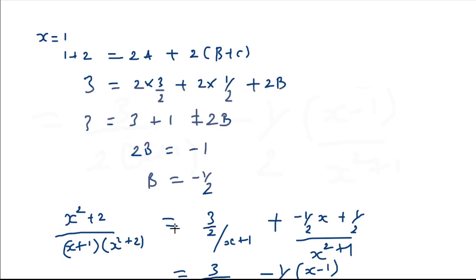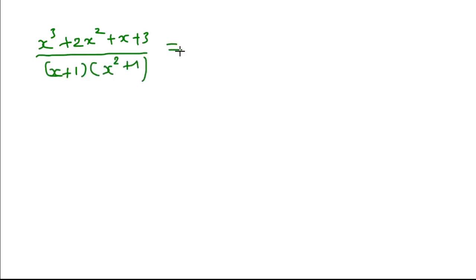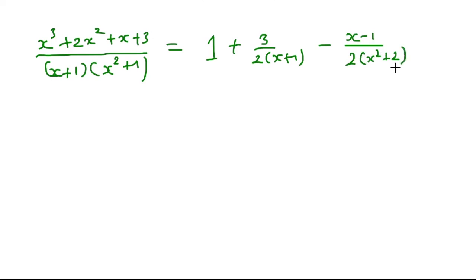So now we take it back to the original expression. The original expression, which was x squared plus 2x squared plus x plus 3 over x plus 1 into x squared plus 1, is equal to the quotient, which was 1, plus the partial fractions that we've gotten, which is 3 over 2 into x plus 1 minus x minus 1 over 2 into x squared plus 1.